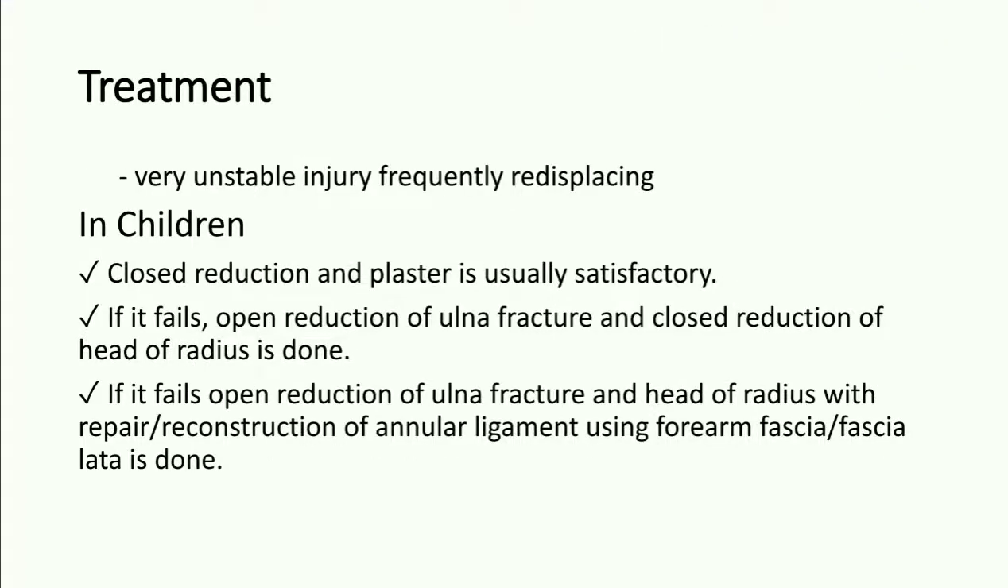So going through the treatment, it is a very unstable injury, frequently redisplacing. In children, closed reduction and plaster is usually satisfactory. If it fails, open reduction of ulnar fracture and closed reduction of head of radius is done. If that also fails, then open reduction of ulnar fracture and head of the radius with repair or reconstruction of annular ligament using forearm fascia or fascia lata is done.